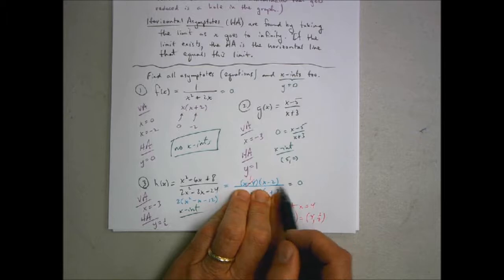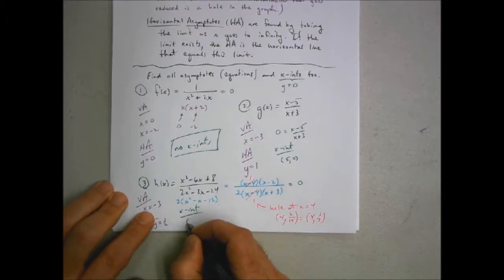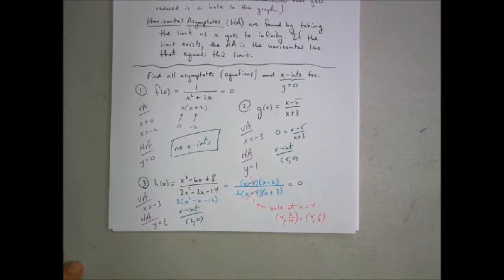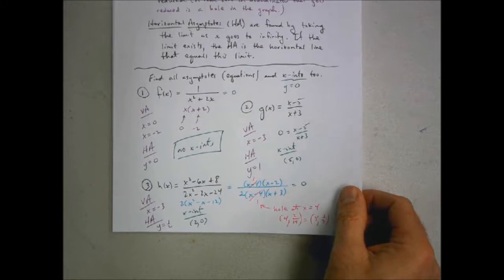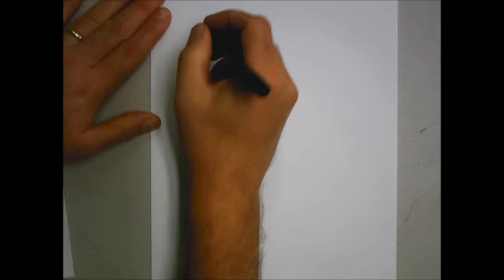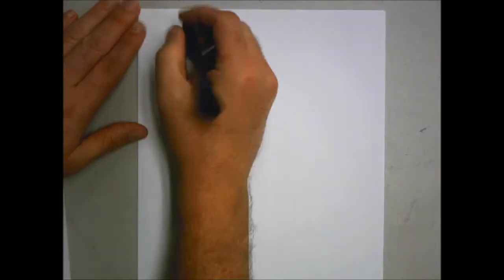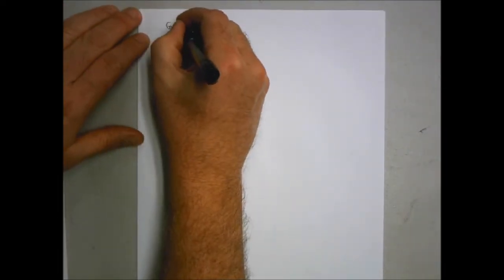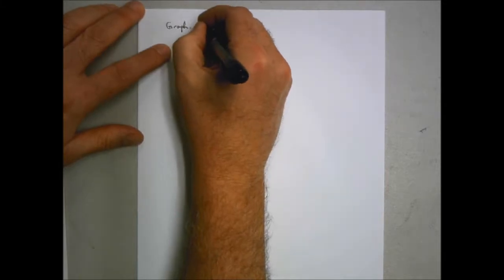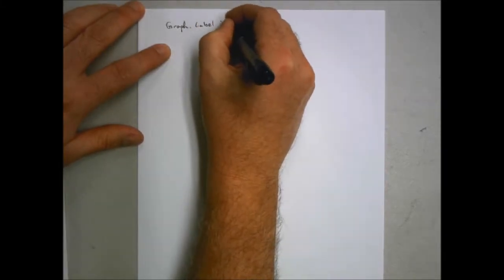Okay, now we're going to take advantage of all this kind of stuff, and we're actually going to apply it in the next few problems where we start graphing them. Okay, so graph, label all your intercepts, and graph the asymptotes too.